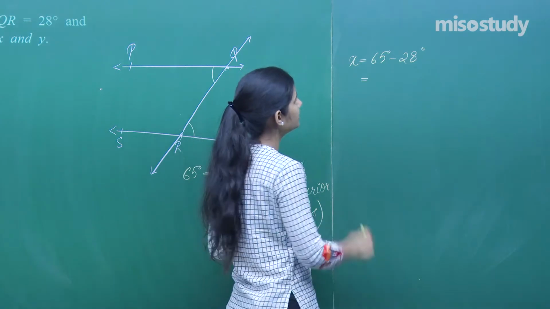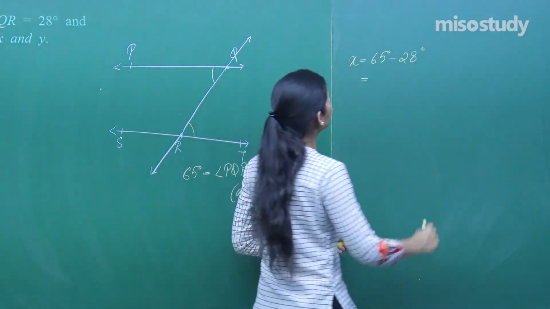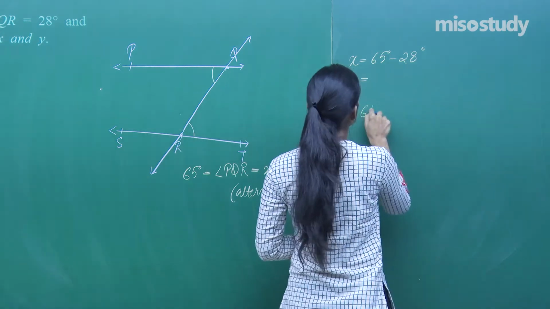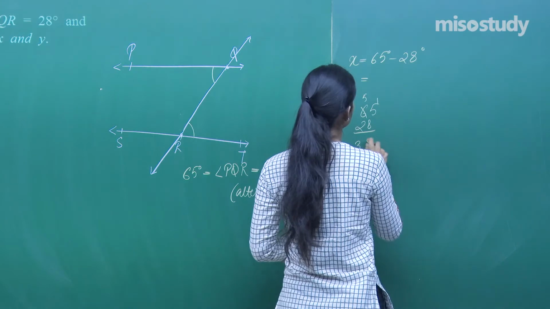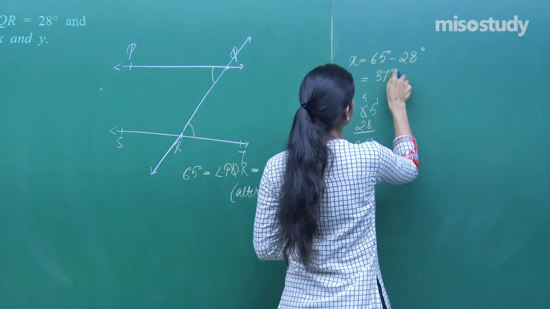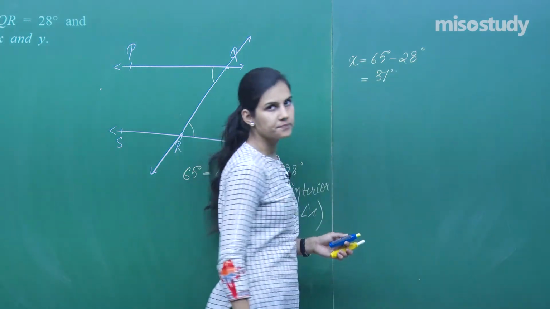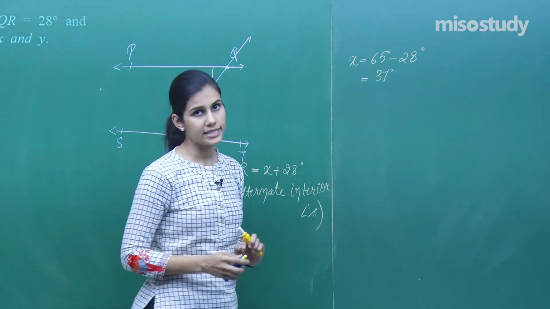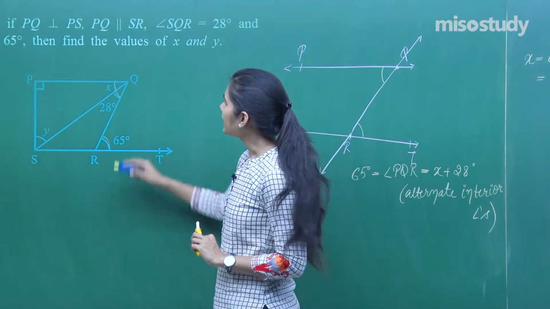Right? What is it that you have? So 65 minus 28 gives me what? 65 minus 28 gives me 37 degrees. The moment I have 37 degrees as the answer, that is the value of X.